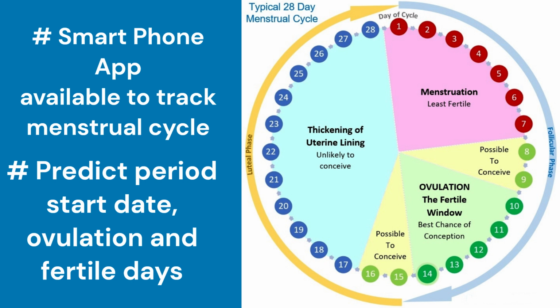It's also worth noting that there are many smartphone apps available that can help you track your menstrual cycle and predict your period start date, as well as ovulation and fertile days.